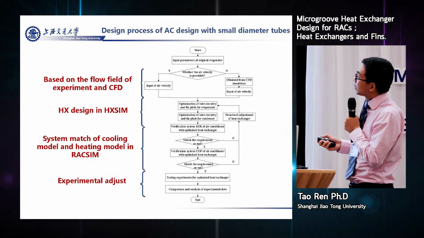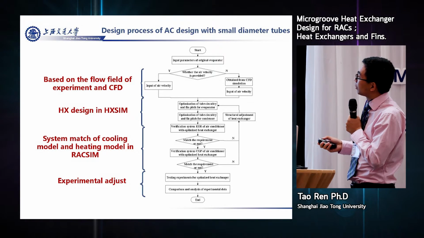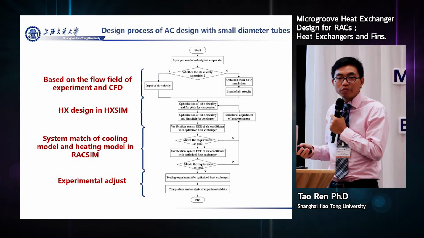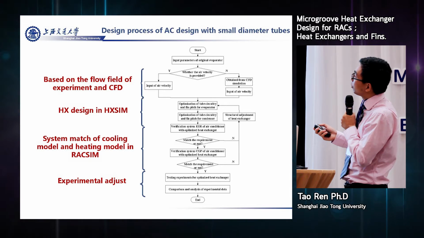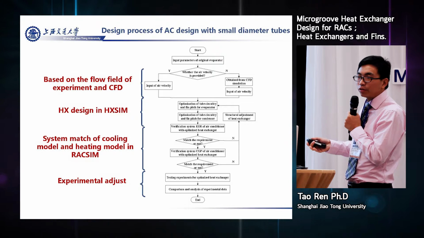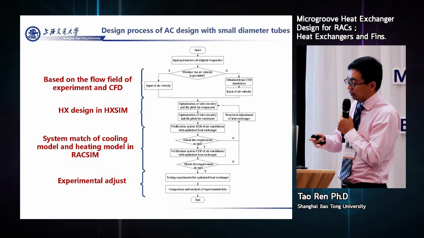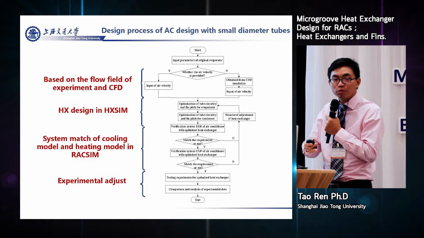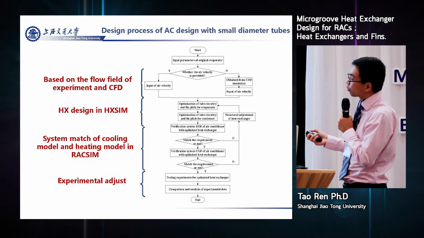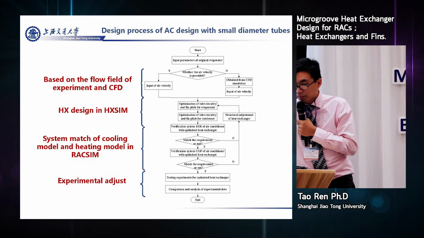And third, we did the system matching of the cooling model and heating model in RCCM. It's another software, just to test the system performance. In most of the cases, when we design a good and compatible heat exchanger for the HXM, we switch it in the system, and we can directly do experiments. We can also use system software to calculate it. Both are okay, along with the experimental adjustment.